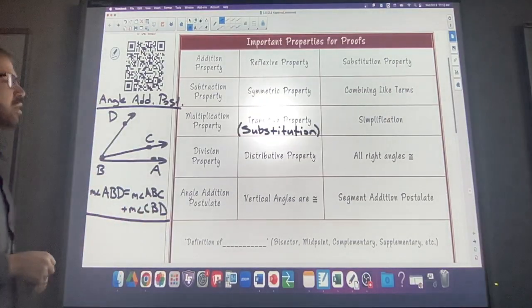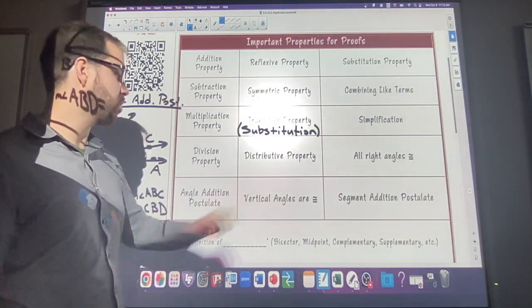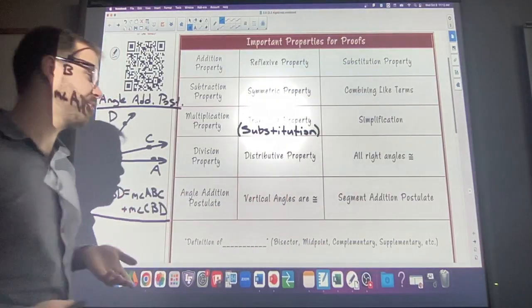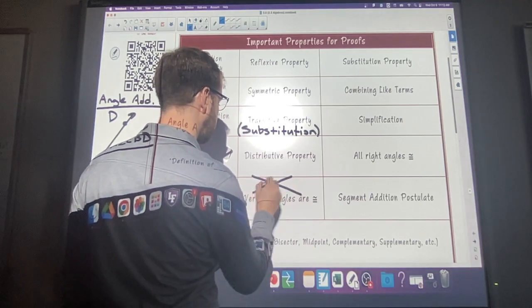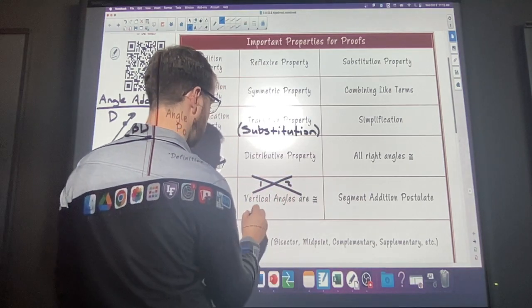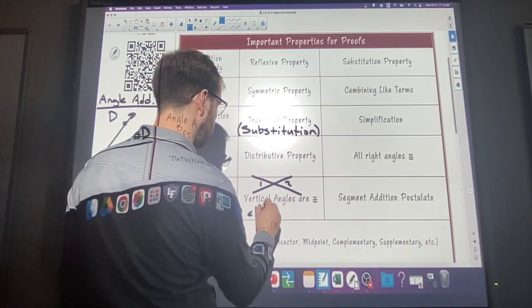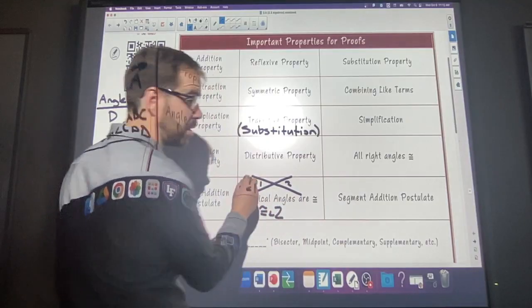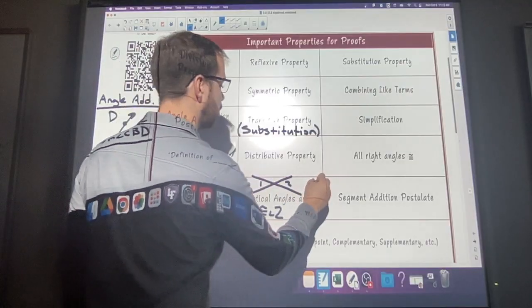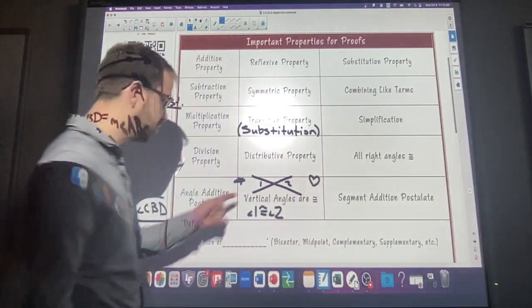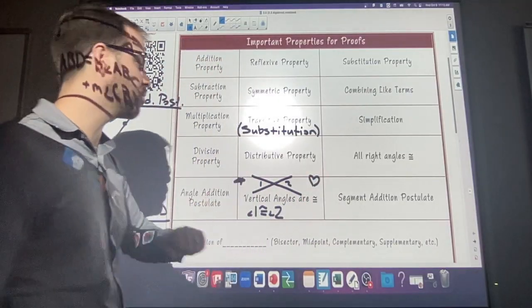All right, next one, vertical angles are congruent. Okay, if we have two vertical angles, right, we can just quickly draw this one here. Angles 1 and 2 are vertical angles. We can say that angle 1 is congruent to angle 2. All right, that will come up a lot. That's the most common one. Put a star, circle it, put a heart by it. That is the number one we're going to use for geometry proofs.